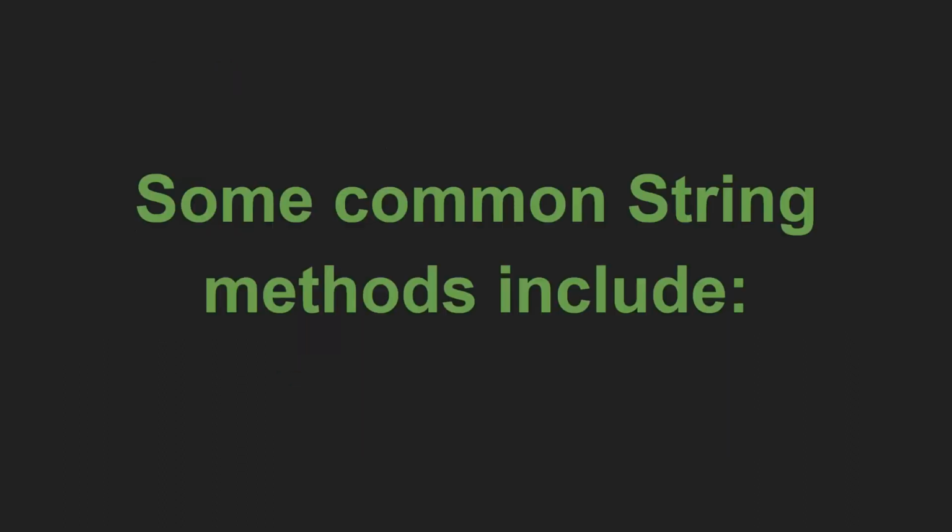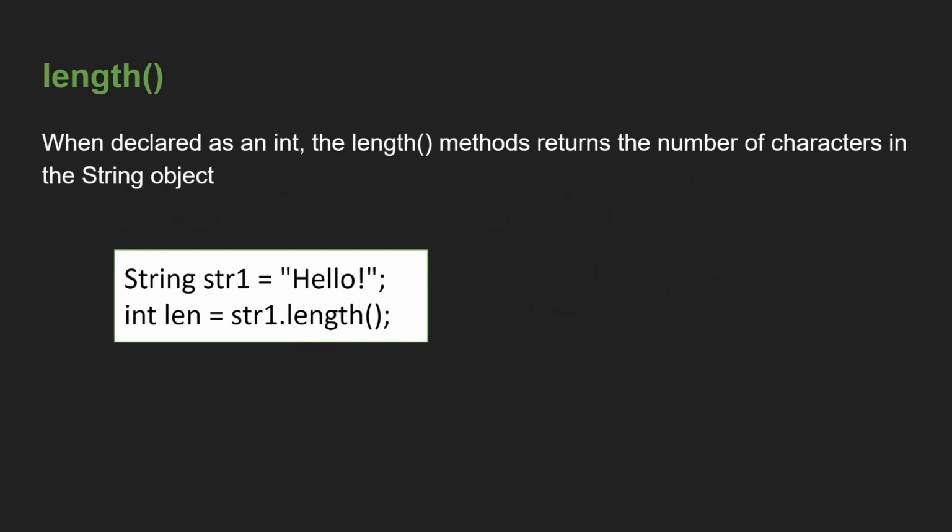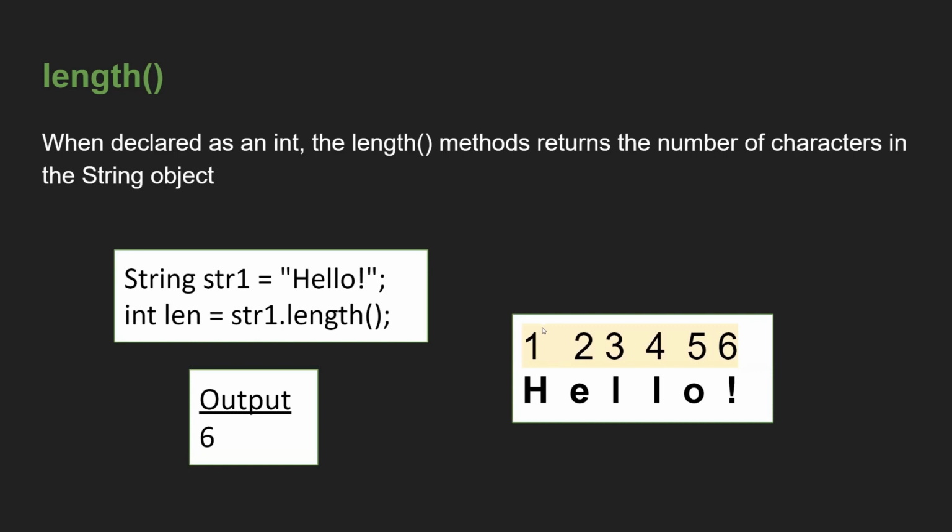Some common string methods include length. When declared as an int, the length method returns the number of characters in the string object. So in this case, the string is "hello!". When returning the length, there are 6 characters in this string. So the output would be 6. 1, 2, 3, 4, 5, 6.